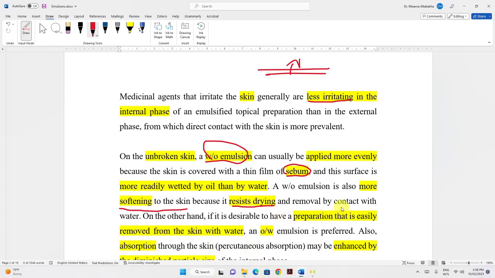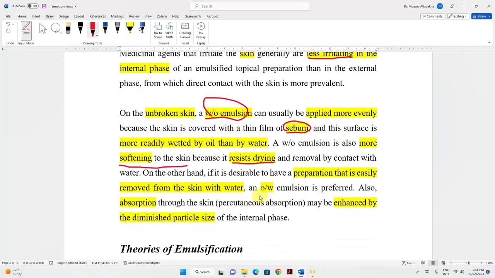But the problem is that if you want to remove it by washing, it will be difficult to wash with water. So in the case where you need the preparation to be removed easily from the skin, you will need an oil in water emulsion. It will be preferred in such cases.